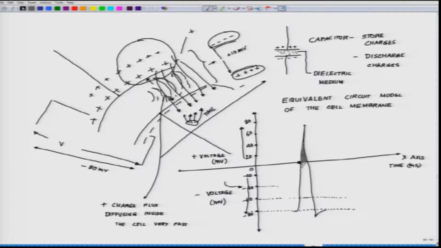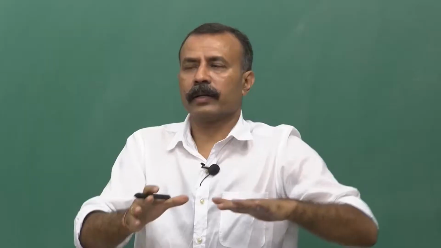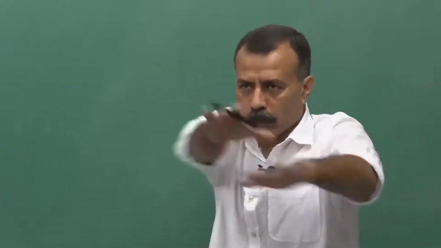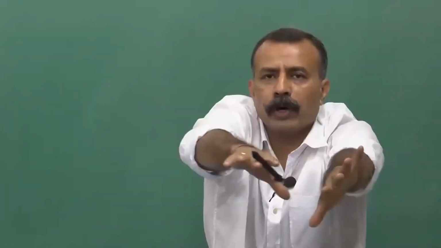So, in other words, what does that mean? Let me put a dotted line. This is the only part when it was positive, the rest it is coming down. So, there is a positive charge flux diffusing inside the cell at a very fast rate, as if all of a sudden a lot of positive charge zoomed inside it, like a wave, they came boom inside it.